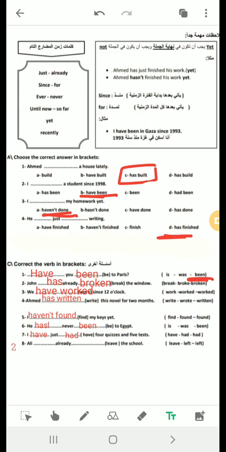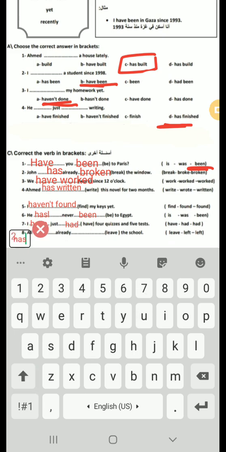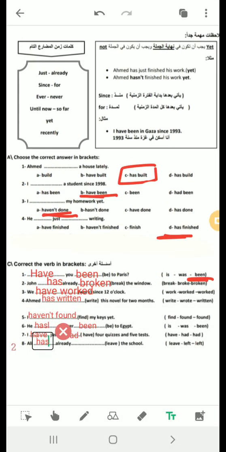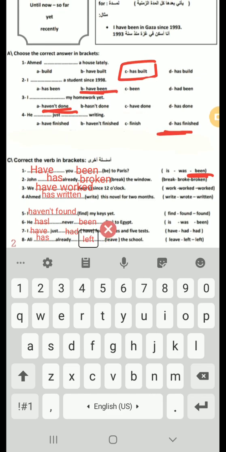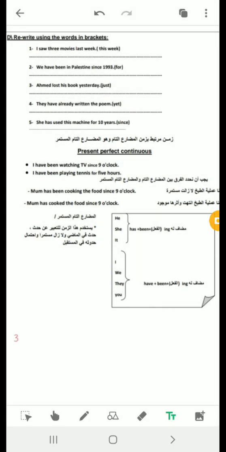Ali already leave the school. Ali has already left. Leave, left. Here, left. So this is present perfect simple. Now this exercise here as a homework, please stop the video and write them in your drafts. So this is a homework.